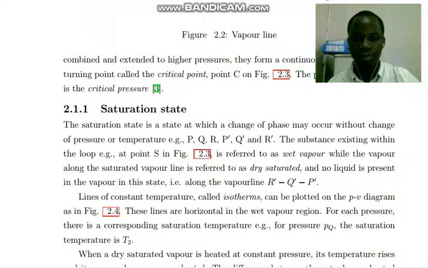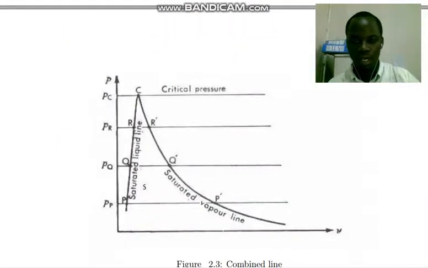Saturation state. The saturation state is a state at which a change of phase may occur without change of pressure or temperature. For instance, you have P, Q, R, P prime, Q prime and R prime. The substances existing within the loop, e.g. at point S in figure 2.3, whatever is within the loop, you can see where S is, it is sandwiched in between these two curves.